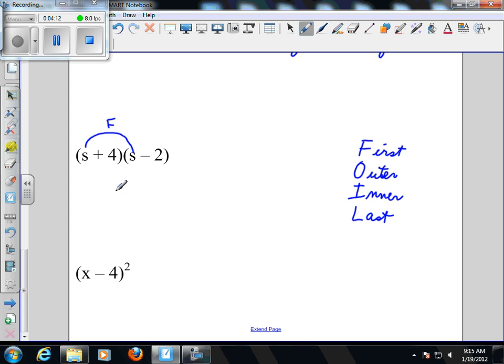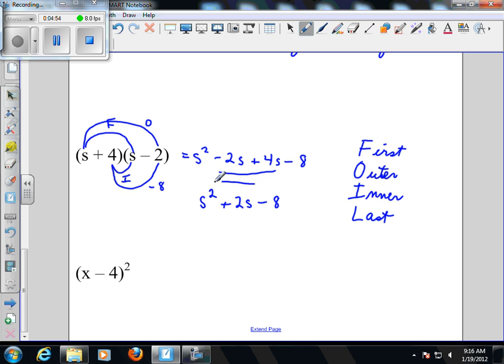So there's your F. S times S gives us S squared. Then we're going to multiply the outer terms together. S times negative 2, there's the O for outer. S times negative 2 is negative 2S. Now we multiply the inner terms. There's your I. 4 times S gives you positive 4S. And now we're going to multiply the last terms. 4 times negative 2 is negative 8. Combine any like terms that you have, which is negative 2S plus 4S, and we end up with S squared plus 2S minus 8.